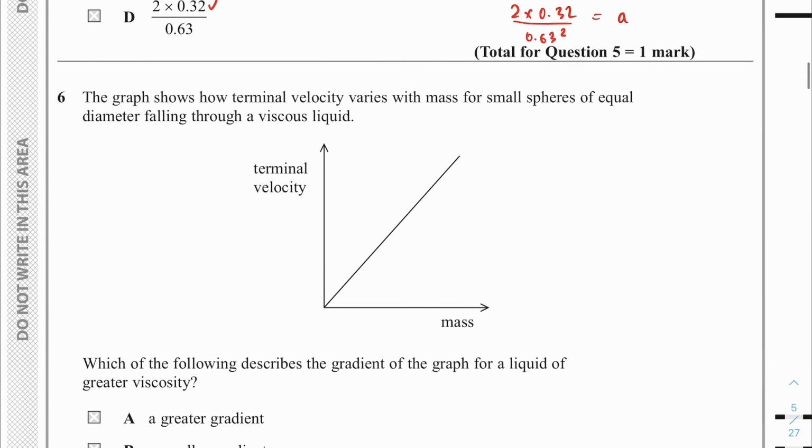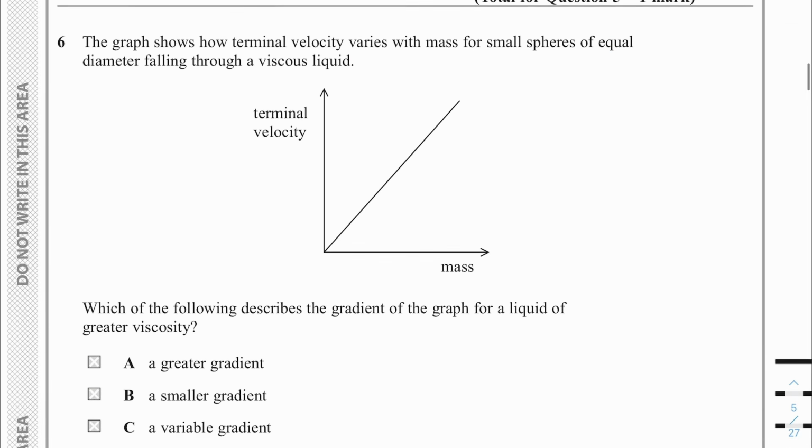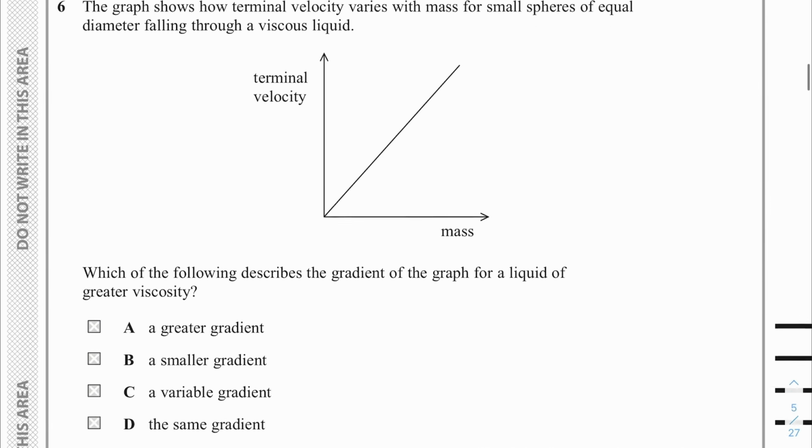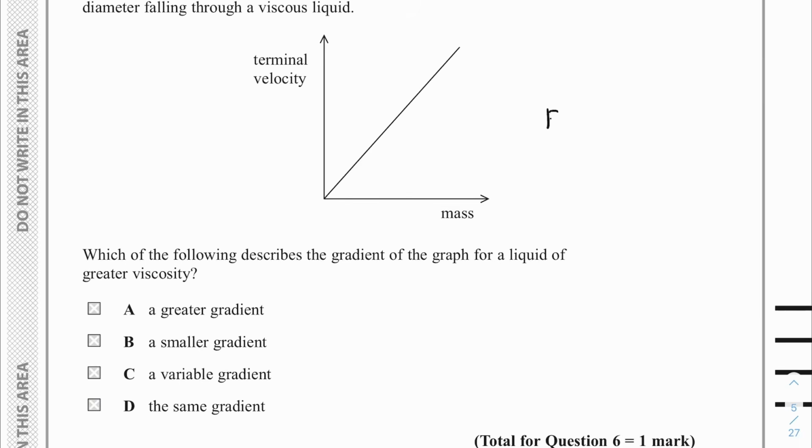The graph, question number 6. The graph shows how terminal velocity varies with mass for small spheres of equal diameter falling through a viscous liquid. Which of the following describes the gradient of the graph for a liquid with a greater viscosity? So what is the equation? The equation usually is F equals 6 pi r viscosity coefficient V. In this case, force is what? MA equals 6 pi r V. And what is the gradient? The gradient is V over M.